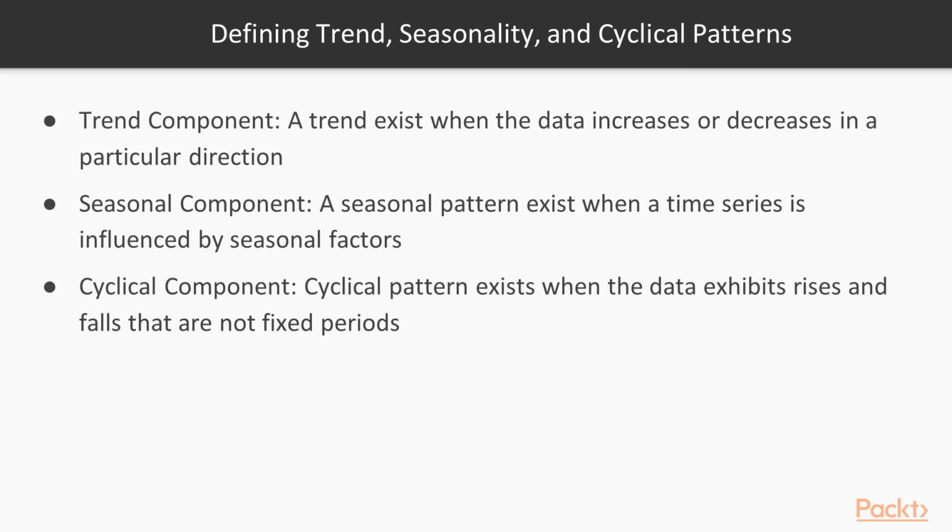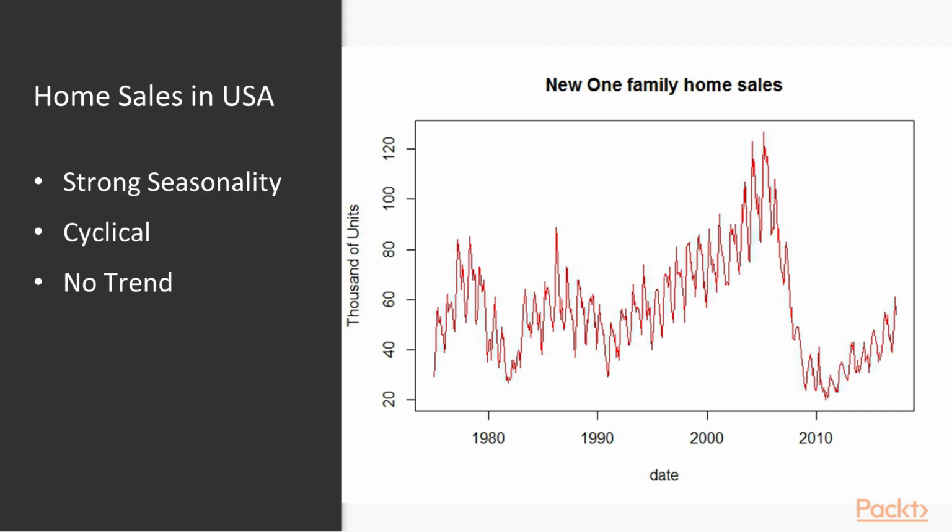So now let us look at a set of some plots that I've created and see how we can identify these patterns in our data set. So the first example is of new one family home sales. We have data from 1975 to 2017. We see a strong seasonality, because every year we would see a spike at a particular few months. This is basically during the summer months, people would buy more homes. In winter, the sales would drop.